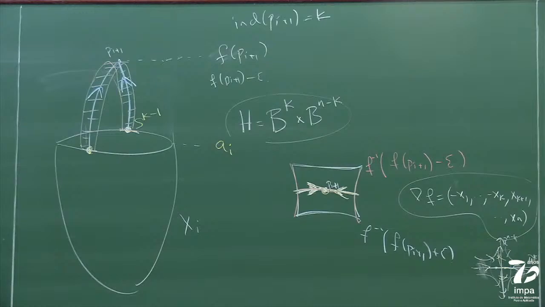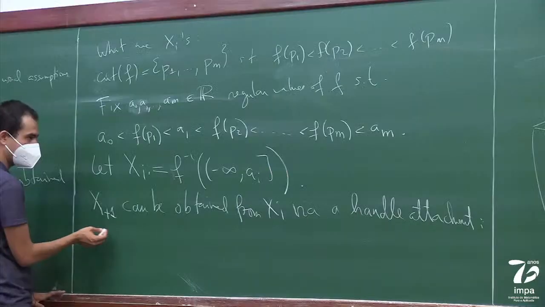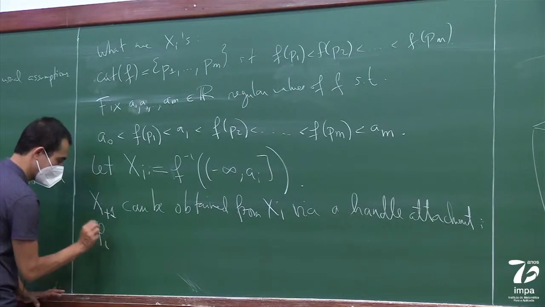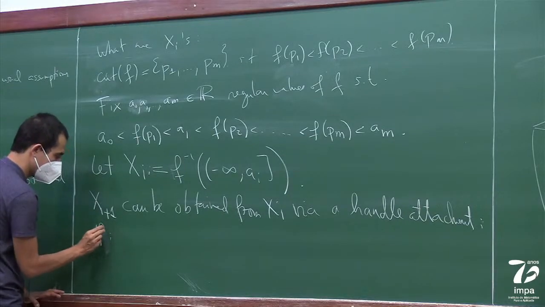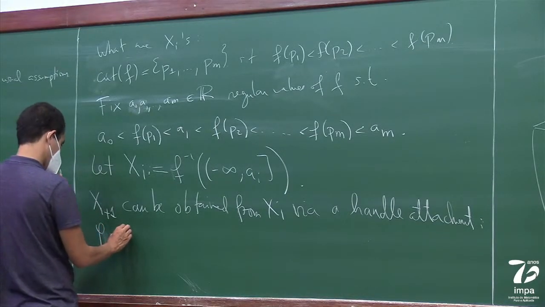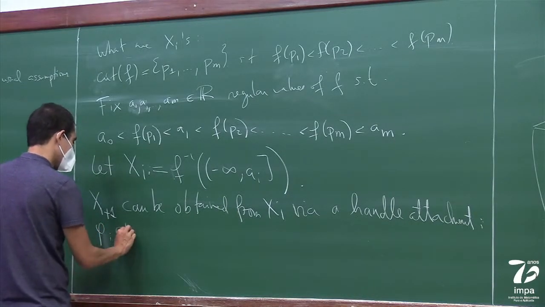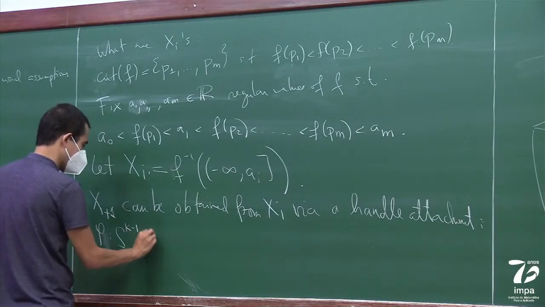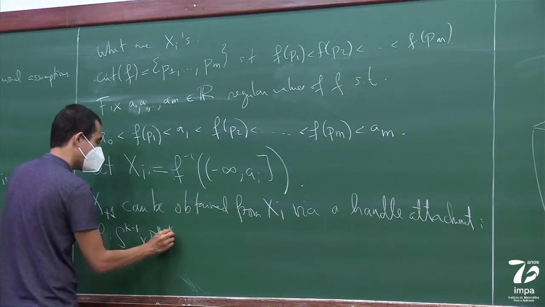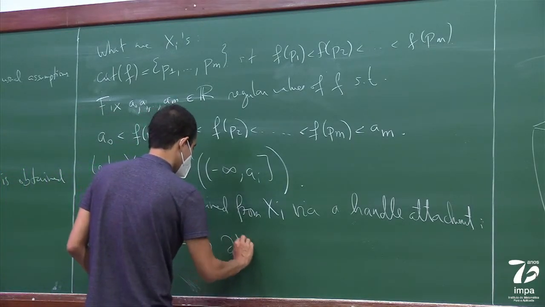And the point is that the manifold xi plus 1 is obtained from xi exactly via this. So what is this exactly? What is this handle attachment? I can describe it here. Basically, the handle attachment is the following. You take an embedding of S^(k-1) times B^(n-k) inside of the boundary of xi.